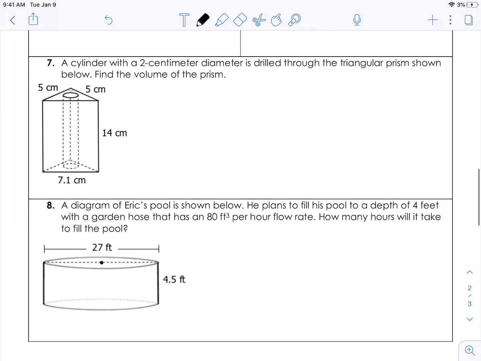Okay, let's look at our 2 application problems. A cylinder with a 2 centimeter diameter is drilled through a triangular prism. Find the volume of the prism. This cylinder basically means that it is hollow. There's just air in there. So what I'm going to do is find the volume of the triangular prism and then find the volume of the cylinder and then subtract. I'm going to do the triangular prism first.